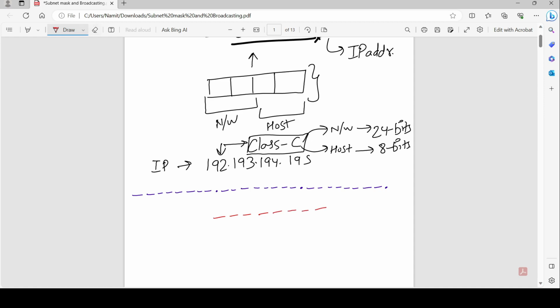Now, to find out the subnet mask, or how a subnet mask is designed, whatever network bits are there, keep all those bits as ones, and whatever host bits are there, keep all those bits as zeros. As simple as that. So what I mean to say is, if the first 24 are network bits, just change them all to ones. Correct. Host bits are supposed to be changed to zeros.